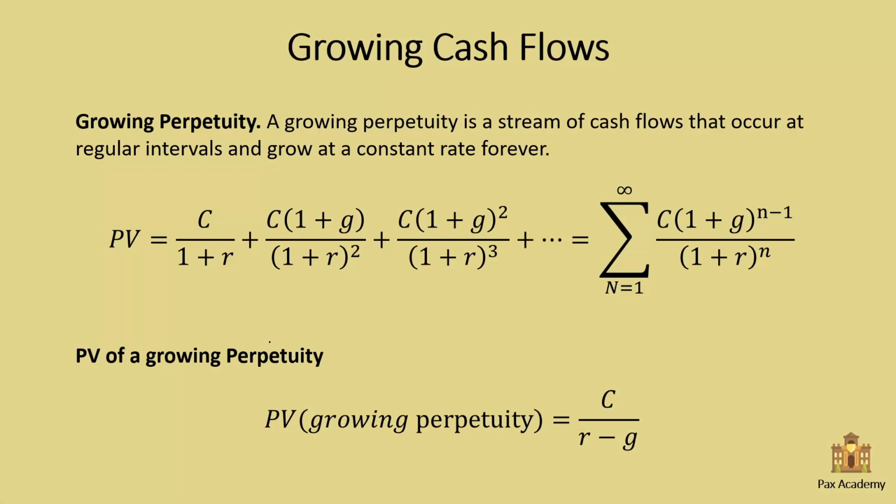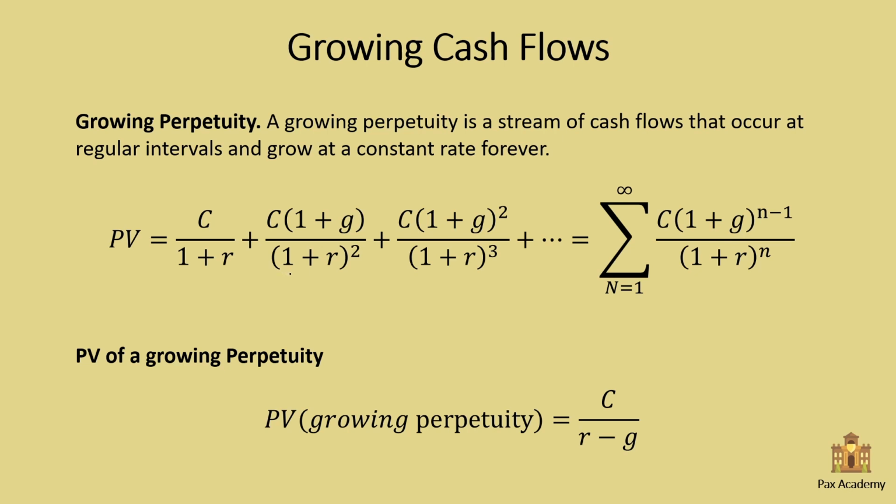Now that we've looked at regular cash flows, let's look at growing cash flows. So growing cash flows are cash flows that grow at a certain rate. For instance, they can grow by 5%, by 10%. When calculating the present value, we need to take that into account. Okay? So let's start with the perpetuity.